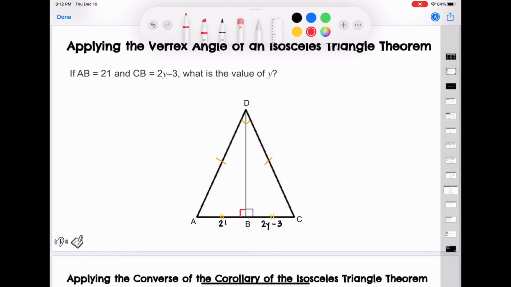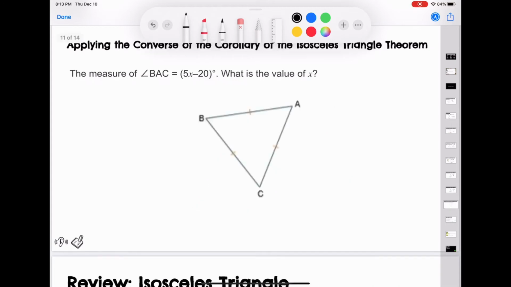The big thing that applies here is that we know that AB is equal or congruent to CB. So what we can actually do is do 21 equals 2y minus 3, and then do an algebraic process. So plus 3, 24 is equal to 2y, divided by 2 gives us y equals 12, and thus we have solved for y. So that is one way to go about solving that kind of problem. Let's look at another type of problem we might encounter.